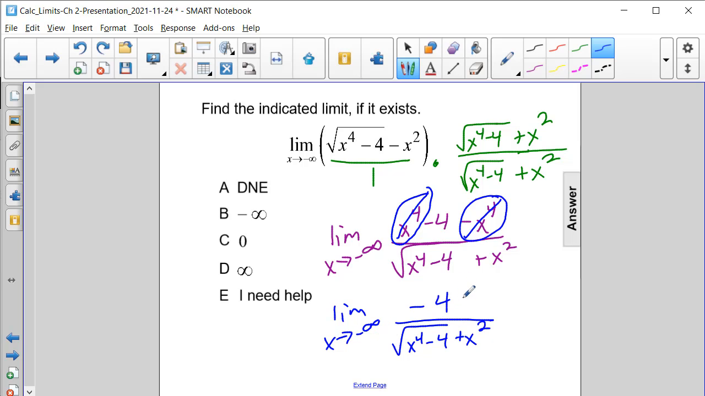If we analyze the degree of our numerator versus the degree of the denominator, the degree of the numerator is 0, and the degree of the denominator is going to be 2. And the square root of x to the fourth is also x squared. So we have a higher degree in the denominator. Therefore, as x approaches negative infinity or positive infinity, this function will approach 0, or answer choice C.